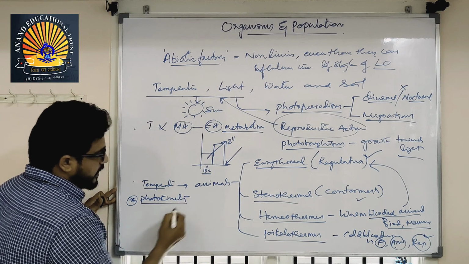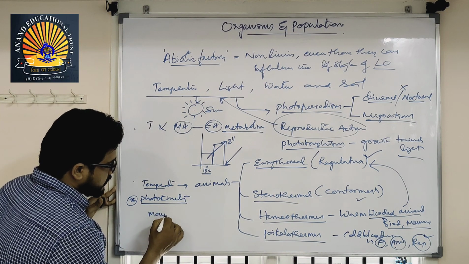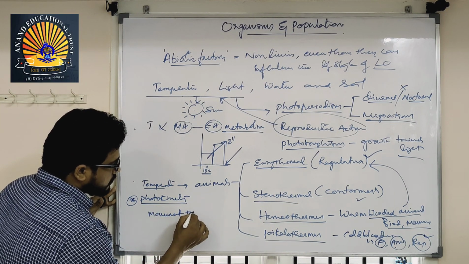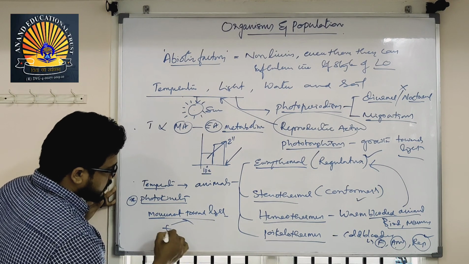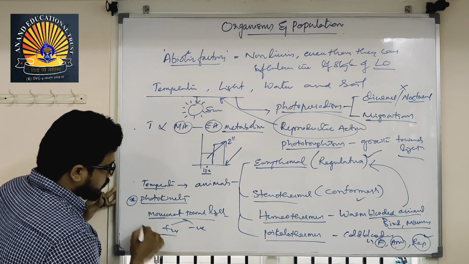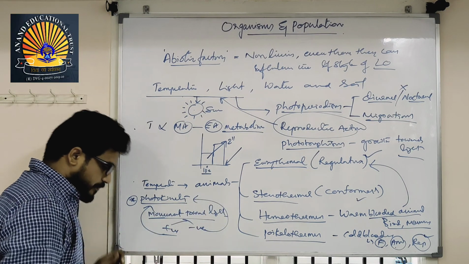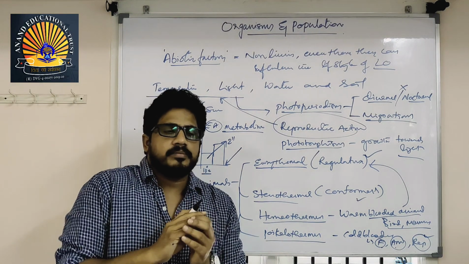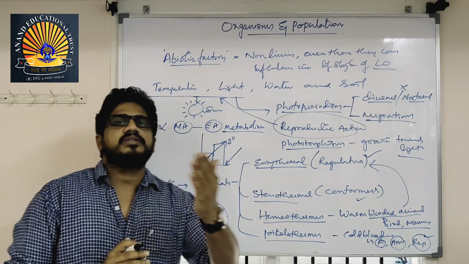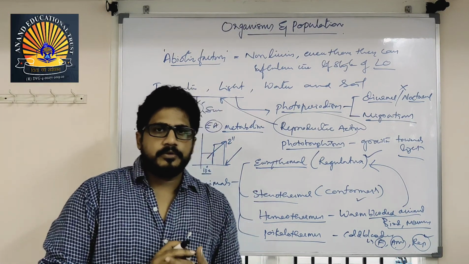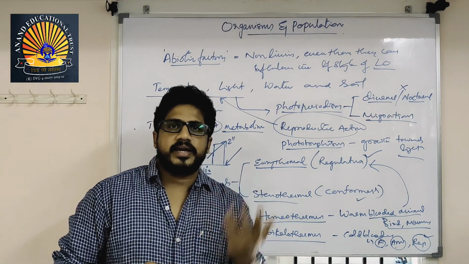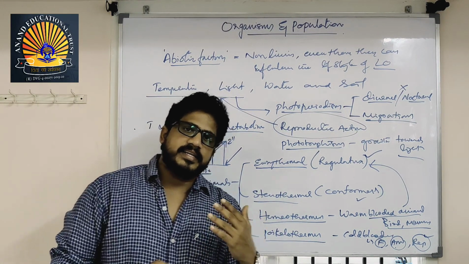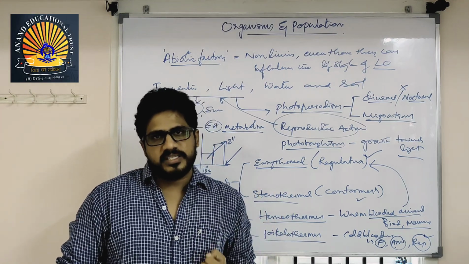Photokinetic. Photokinetic means what? Movement towards light. This may be positive or negative. Positive photokinetic and a negative photokinetic. Positive photokinetic means animals are attracted towards light. Suppose when we switch on the light, some insects come towards the light. It is a photokinetic. The light itself decides the animal movement towards it.